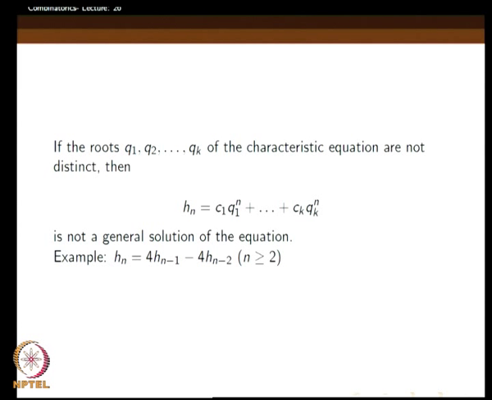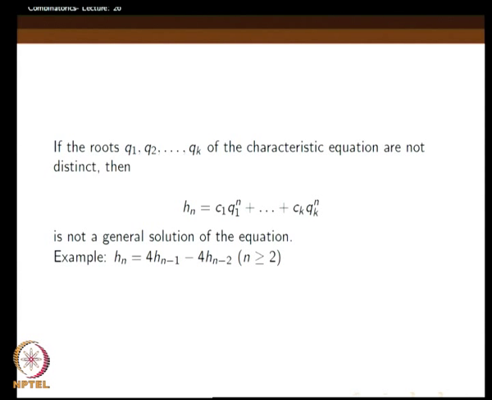Those of you who are quick can see this from this itself. For instance, if Q1 is equal to Q2, that means Q1 repeats, then Hn equal to C1 times Q1 raised to n plus C2 times Q2 raised to n up to Ck times Qk raised to n will simplify to C1 plus C2 times Q1 raised to n plus C3 times Q3 raised to n, and so on. That means we lost a constant, because though we are writing C1 plus C2, it is only one constant there.